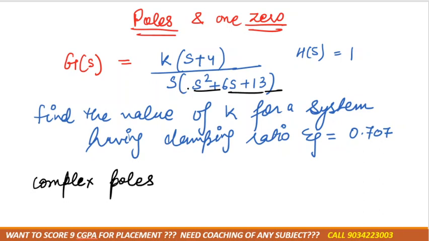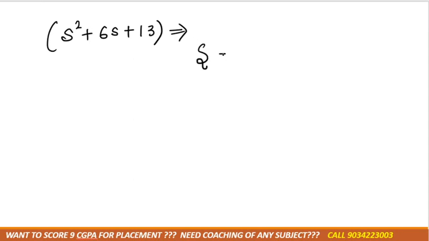If we want to solve it, the poles, that is s square plus 6s plus 13, then how will we solve it? Can you tell me what would be the value of s? We need to calculate the value for s. Tell me.